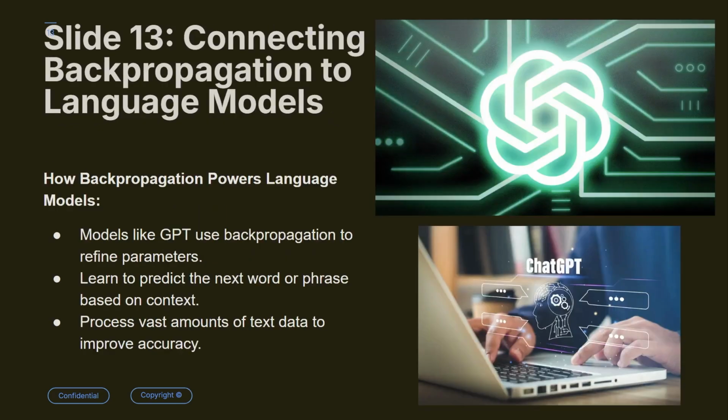Next, we're going to be talking about connecting backpropagation to language models. Now, let's take a step back and think about how this all fits into a larger model like ChatGPT. These large language models, such as transformers, use backpropagation to refine their parameters. Essentially, these models learn how to predict the next word or phrase based on the context. They do this by processing vast amounts of text and adjusting the parameters through backpropagation, improving their predictions over time.